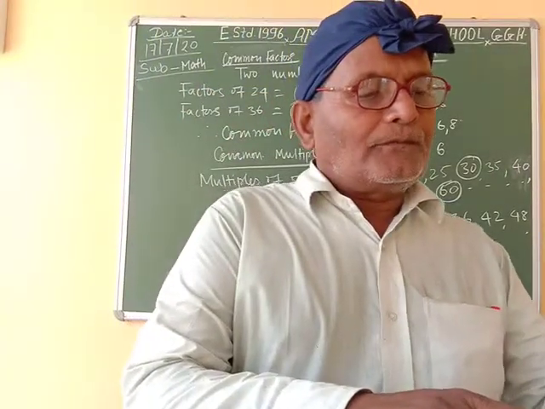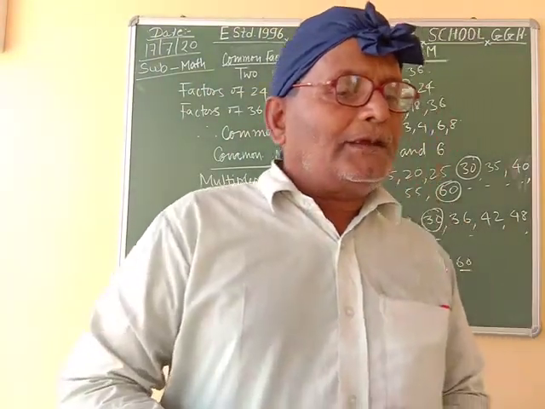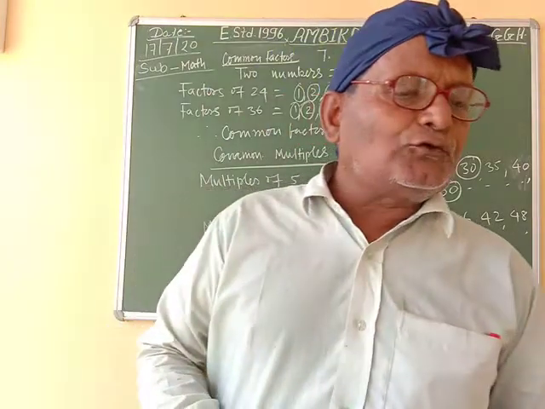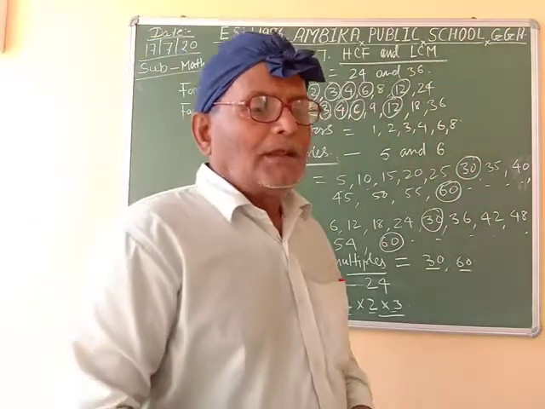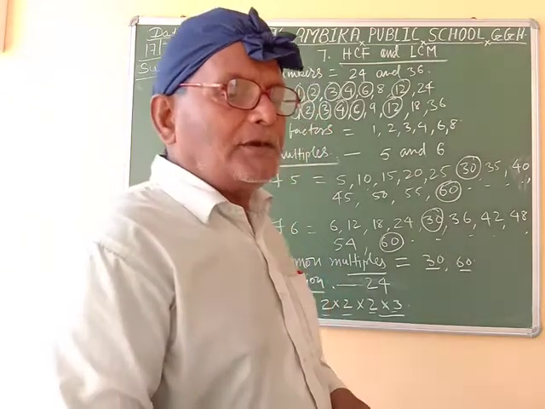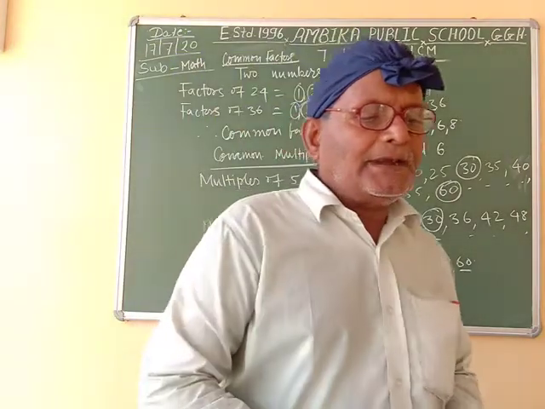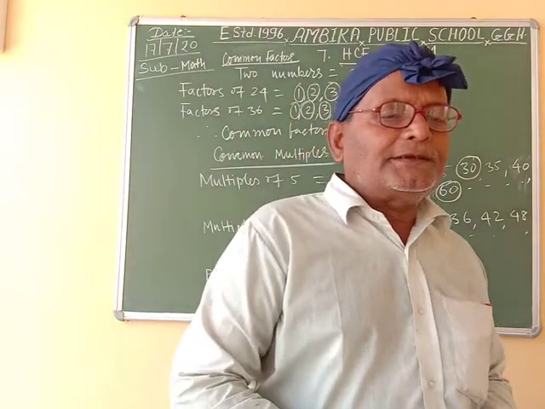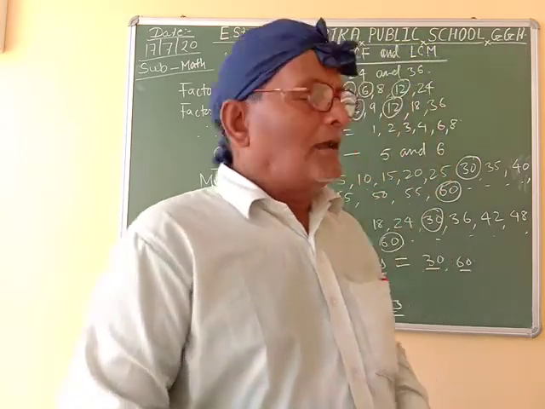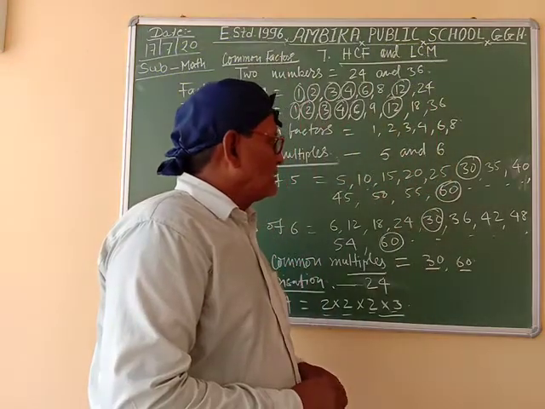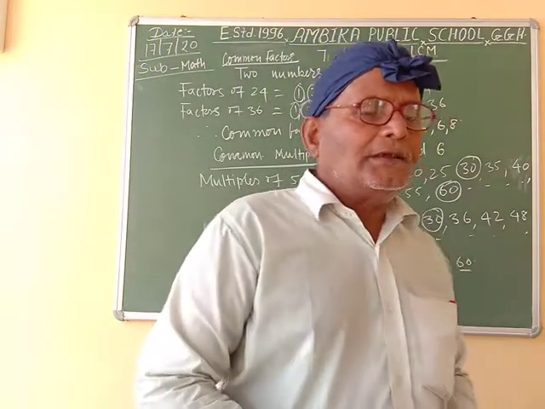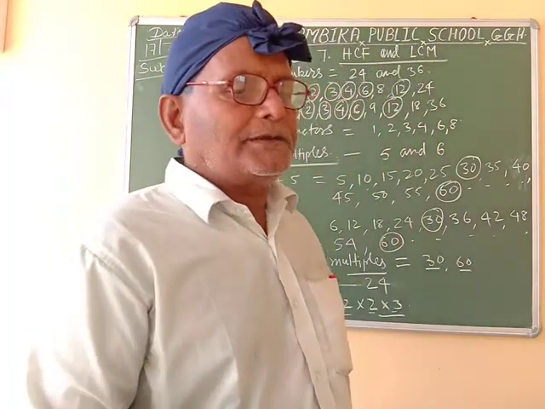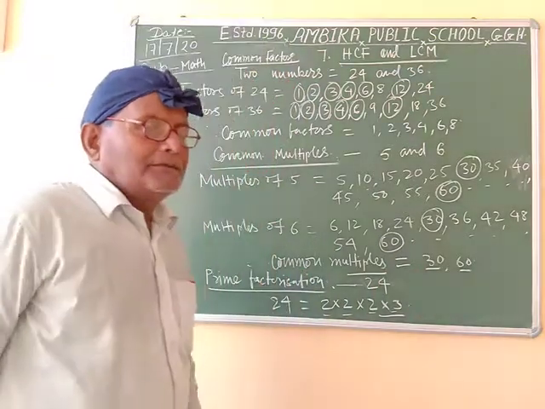So there are two methods of doing prime factorization of a number. The first method is called the division method, and the second method is called the factor tree method. Now I am going to explain what is the division method and what is the factor tree method.